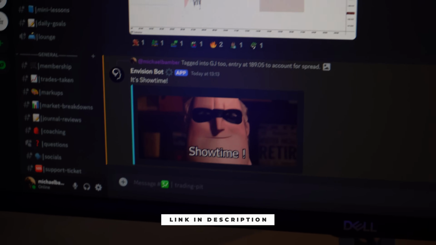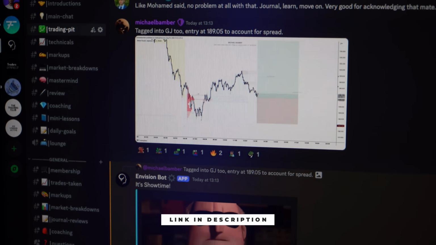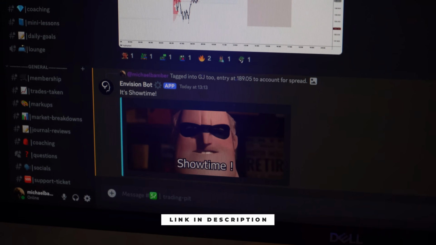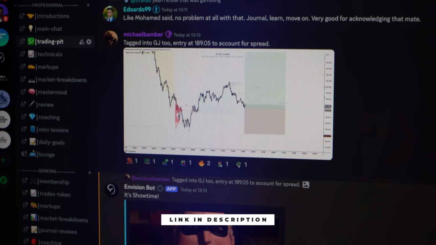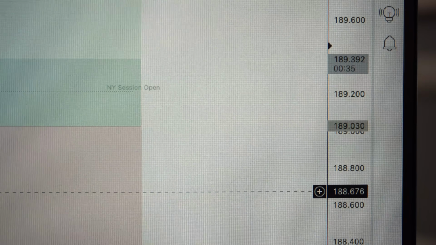We have this Envision bot set up, so anytime you use certain words like tagged or nothing for me at the moment, you just get this meme pop up, so it's quite funny. But yeah, tagged into the trade, members know. Now it's time to manage the trade.